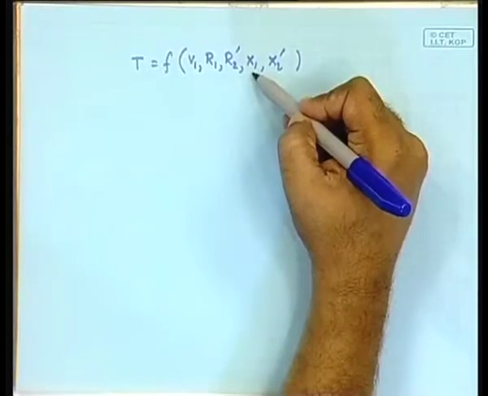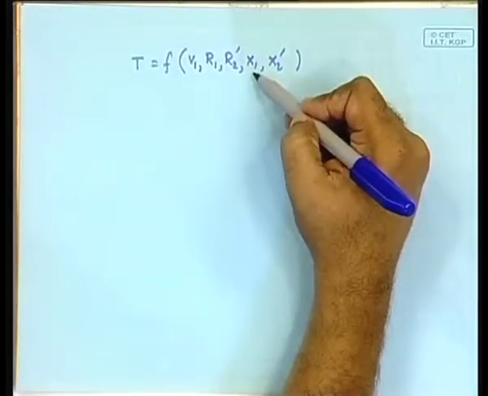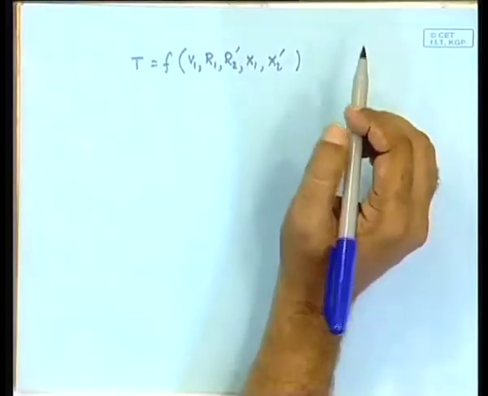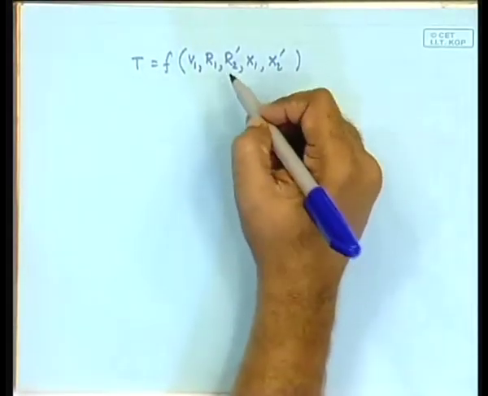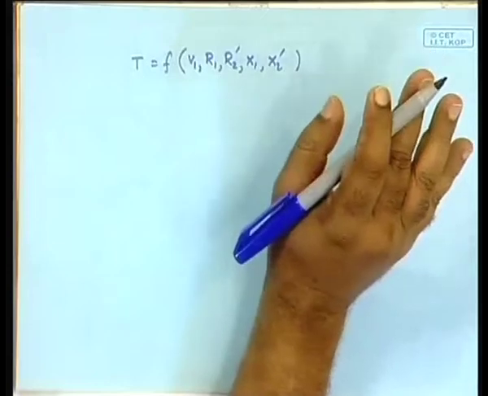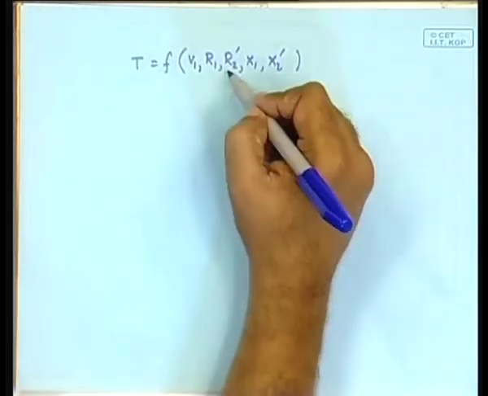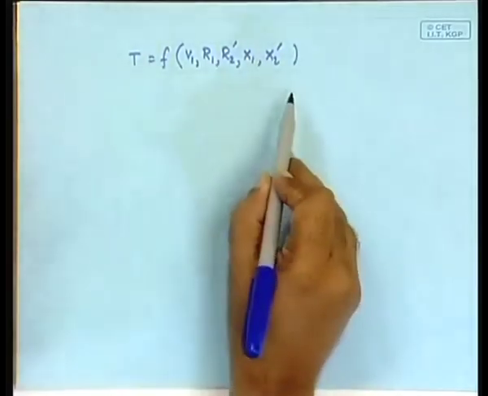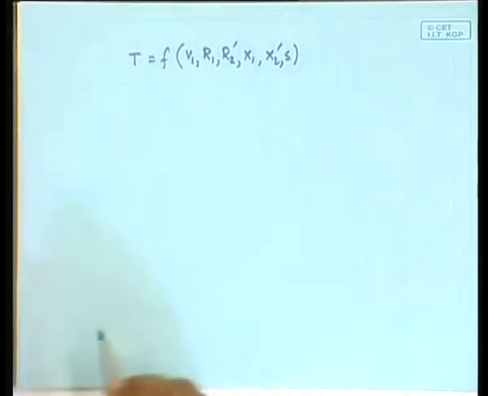X1 is the leakage inductance of the stator side, which is not likely to vary. X2 prime is the leakage inductance of the rotor side, that is also not likely to vary. R1 is the resistance of the stator winding, that is also not likely to vary. But for a special reason, though R2 prime is not really a variable quantity, we will try to understand what its effect is. I will come to that. It will also be dependent on slip, of course, most importantly.